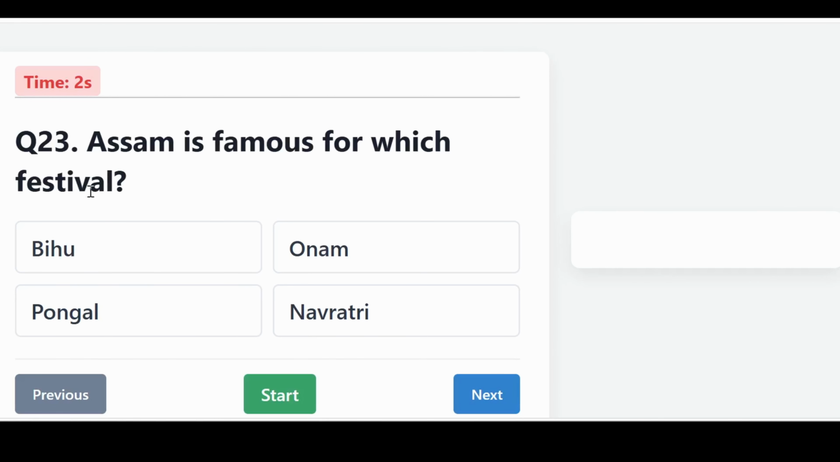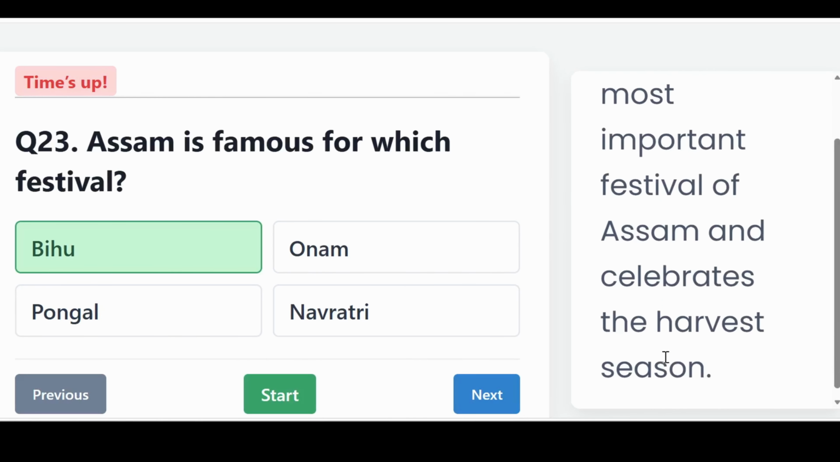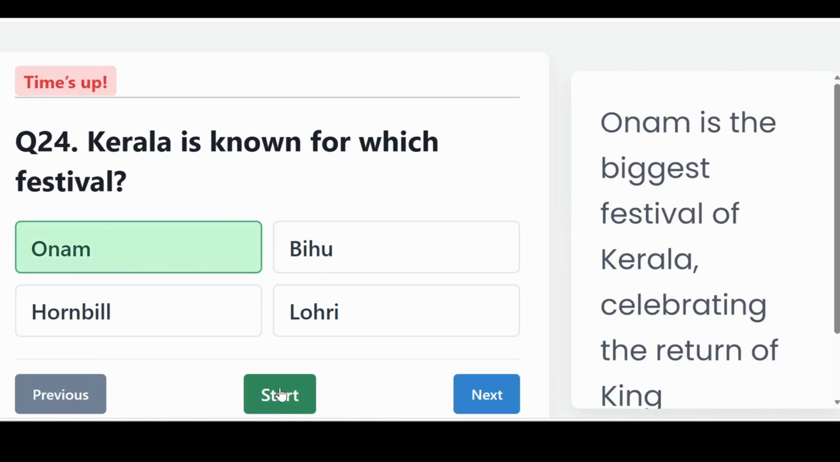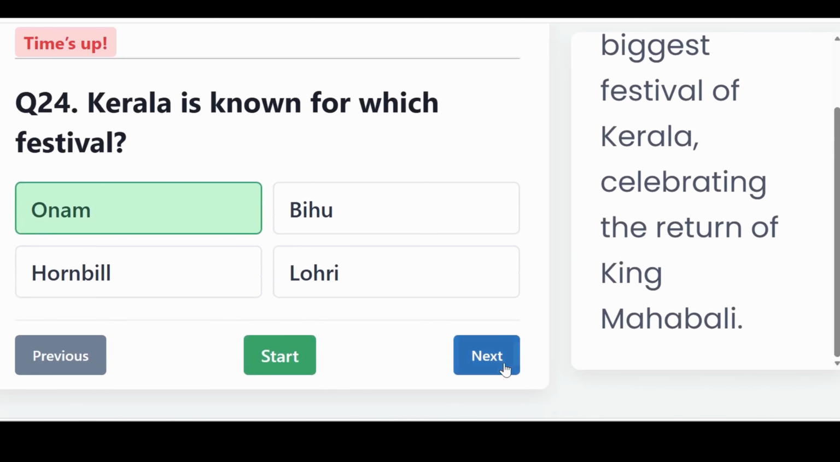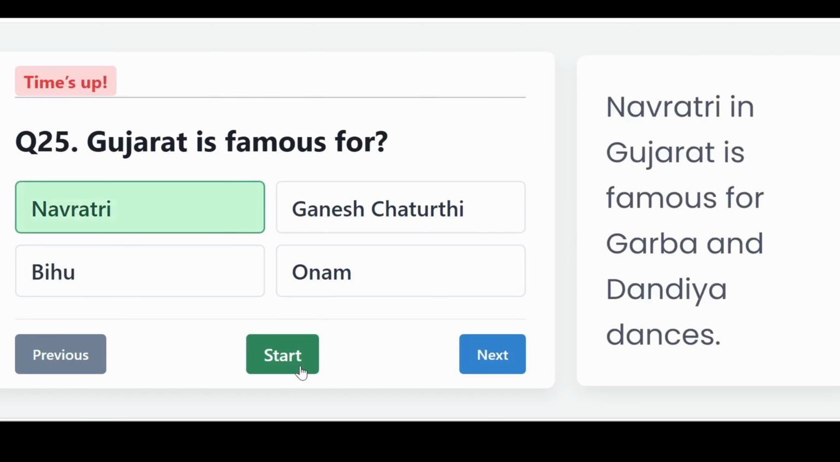Assam is famous for which festival? Is it Bihu, Onam, Pongal, or Navratri? The correct answer, Bihu. Bihu is the most important festival of Assam and celebrates the harvest season. Kerala is known for which festival? Is it Onam, Bihu, Hornbill, or Lohri? The correct answer, Onam. Onam is the biggest festival of Kerala, celebrating the return of King Mahabali. Gujarat is famous for, is it Navratri, Ganesh Chaturthi, Bihu, or Onam? And the correct answer, Navratri. Gujarat is famous for Garba and Dandiya dance.